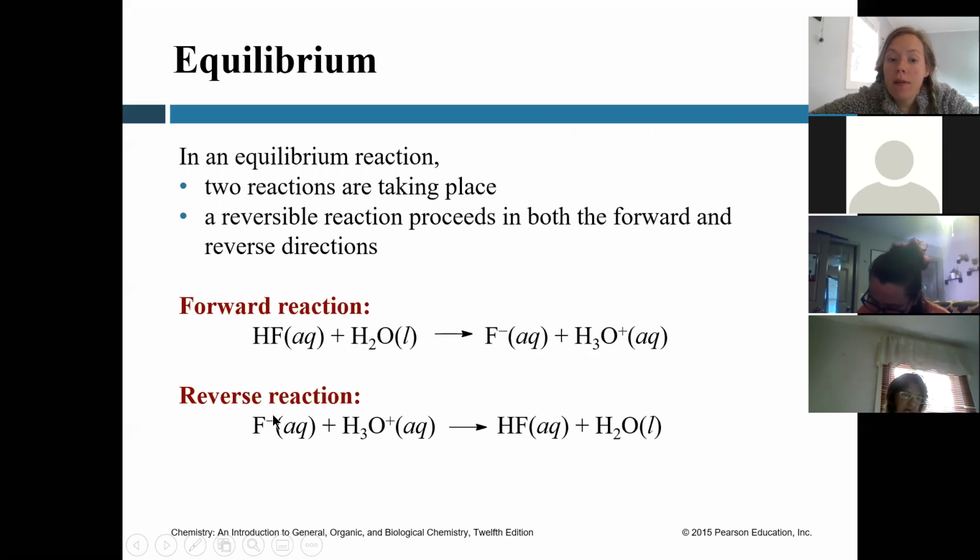But we also have a recombination. We have the F- combining with the H3O+ to give us our original acid molecule and then the neutral water. So both of these things are happening simultaneously. Sometimes you'll see them written out like this. Usually though, what you'll see is just the first one, and they'll just put a back arrow there to let you know that they're both happening.